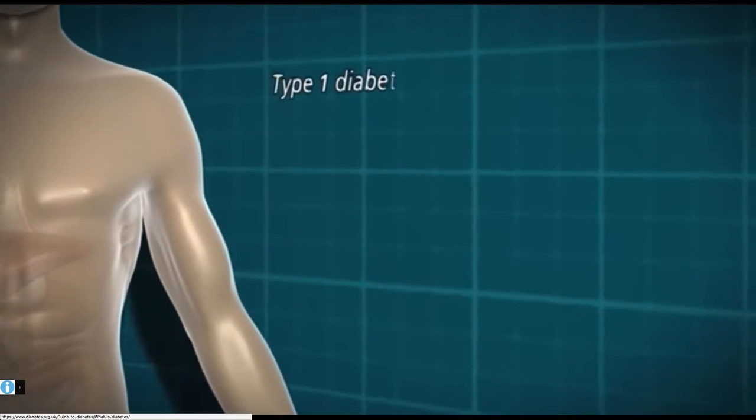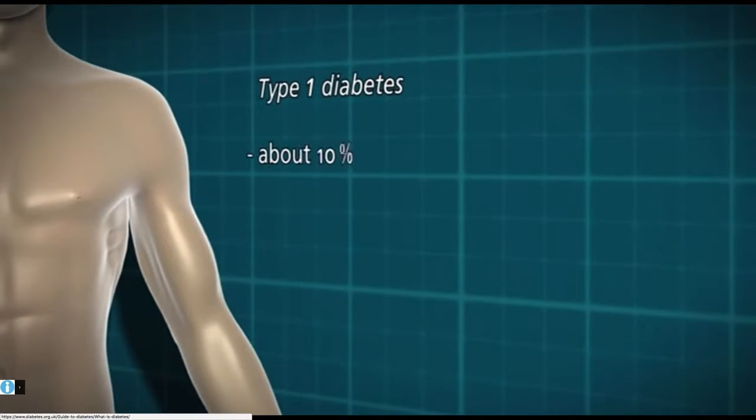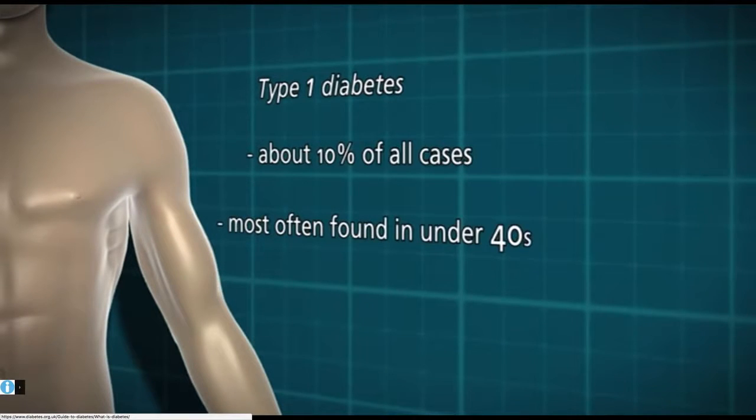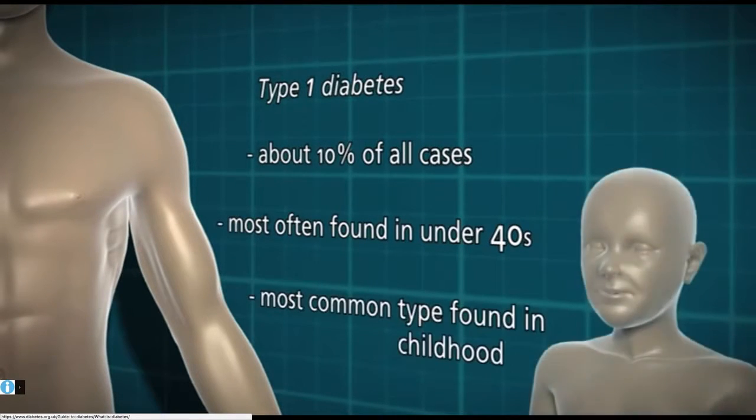Type 1 diabetes accounts for about 10% of all cases. It's most often found in the under 40s, and it's by far the most common type of diabetes found in childhood.